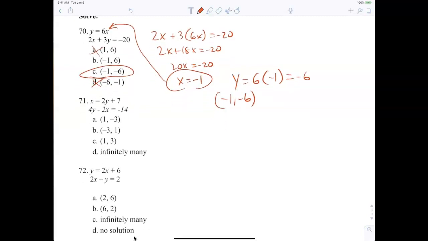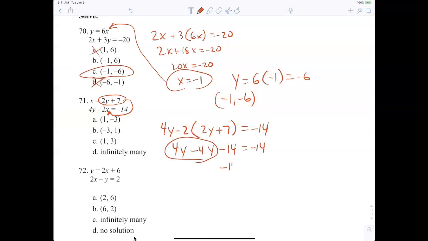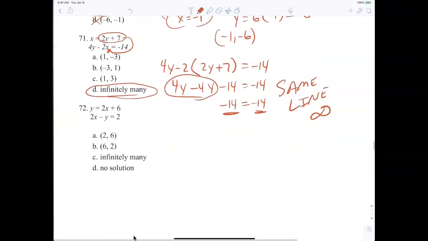Again, doing a substitution down here because of the way it's set up, I would say 4y minus 2, open parentheses, 2y plus 7 equals negative 14. Notice I'm taking this and I'm putting it in for x. So now 4y minus 14 equals negative 14. Those cancel. Now I've got an identity because it says negative 14 equals negative 14. So that means it is the same line, which means there are infinitely many solutions. All right, correct answer was D.